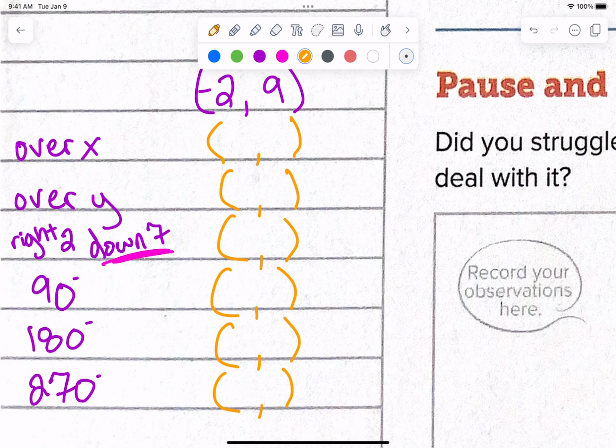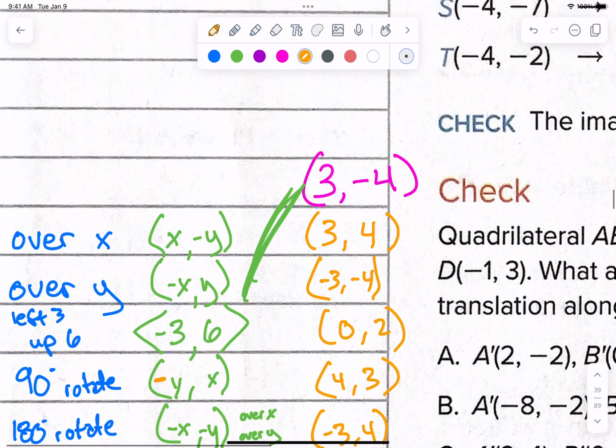Did you get an answer? Should we go through them? Okay, over X, I got negative 2, negative 9. Over Y, positive 2, positive 9. Right 2, down 7, 0, 2. Was that the same answer as what we got before? 0, 2? Yes, it was.